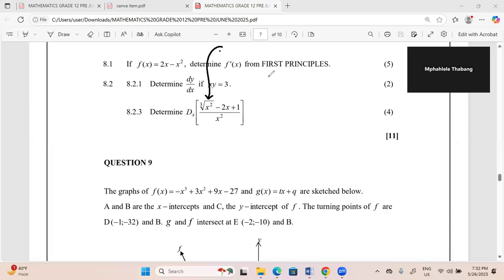So I'm going to say this is x squared raised to the exponent 1 over 3. Remember, that was a cube root. So you raise x squared to the exponent 1 over 3. Then you say minus 2x plus 1 all over x squared.